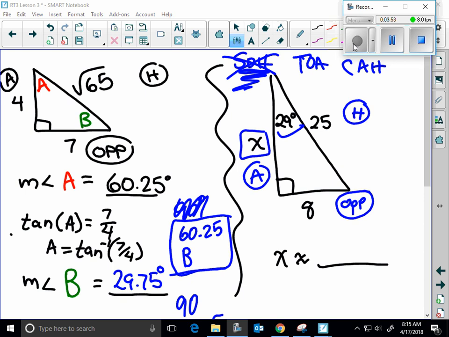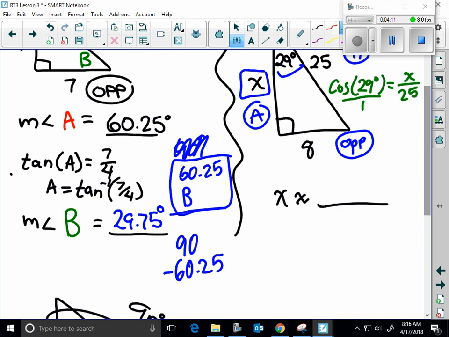How would I write a cosine expression? The cosine of the angle equals what? X over hypotenuse, which is 25. I cross multiply. So if I cross multiply, I get x times 1, which is x, and I get 25 times cosine 29, which is going to be a value. I'm assuming it'll be less than 25. Actually, it better be less than 25.